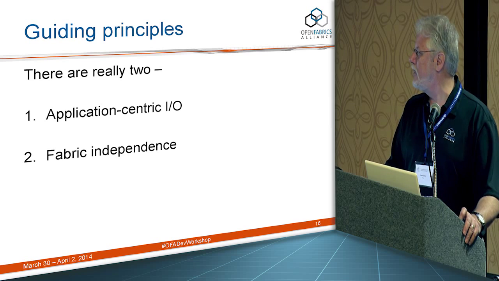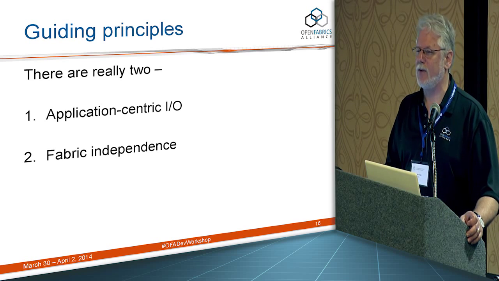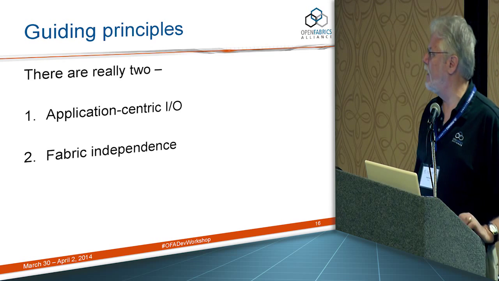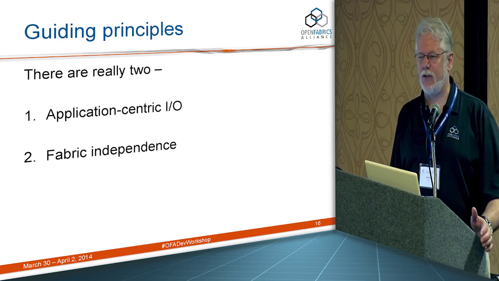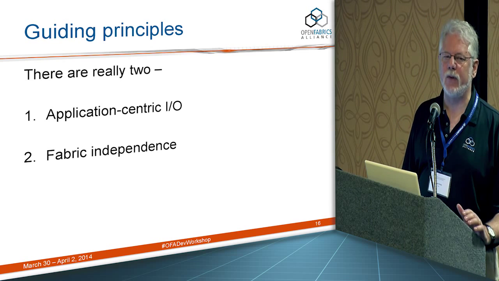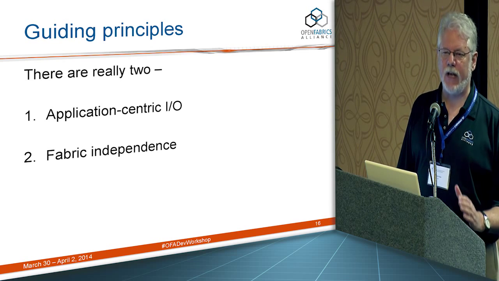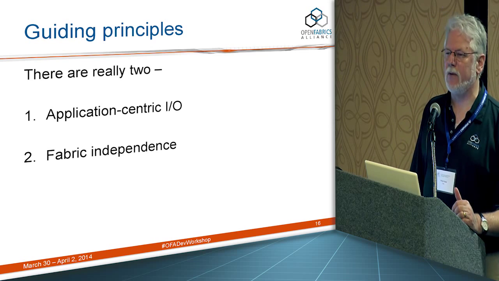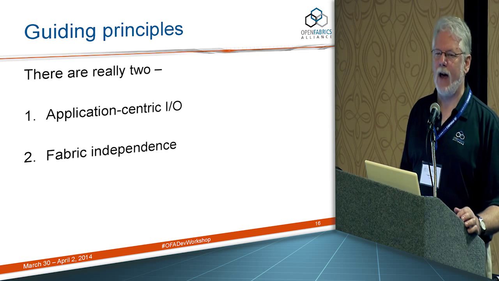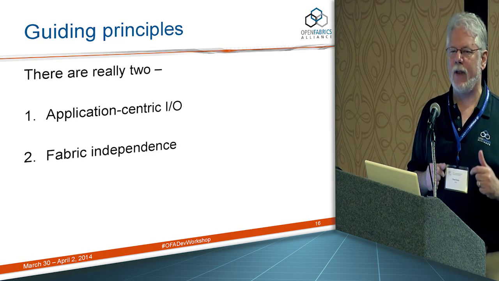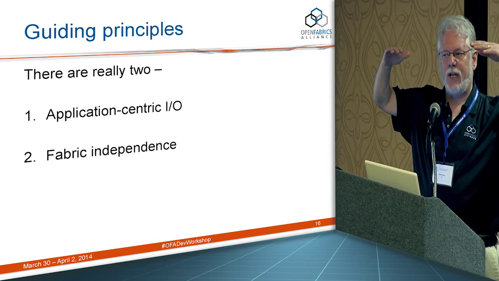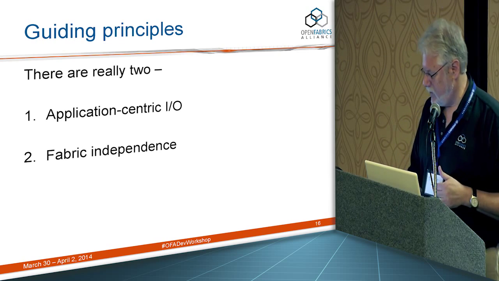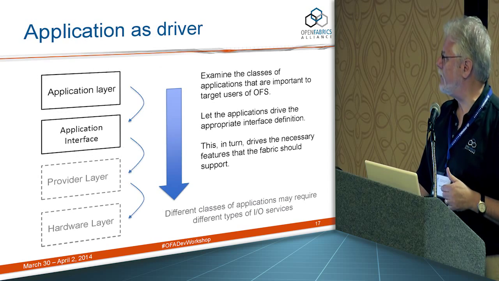There are really two, and I think this is becoming obvious both from what was said at last year's workshop and what's been said so far today. The two are this notion of application-centric I/O. We're going to let ourselves be driven by what applications actually need going forward. What a concept. The other is fabric independence. So we're not starting with a fabric and building an API on top of that. We're doing this very much tops down, which is very different from the classic bottoms up kind of approach. So the two guiding principles that are driving us here.